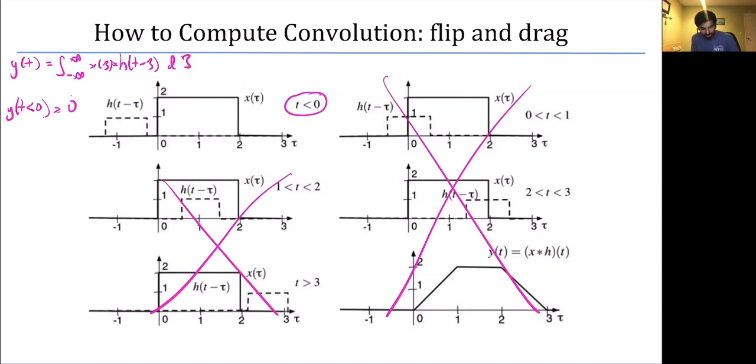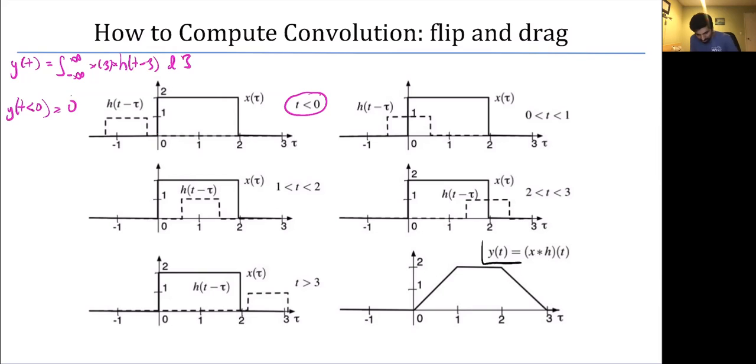So we can see this on the bottom right. Right over here, I'm showing the output of the system, y of t. This is the correct answer for the convolution of an impulse response like this box right here with this box right here. If I look at the answer, if t is less than zero, I can see that this is all zero. Okay. So in this particular case, we will erase this integral.